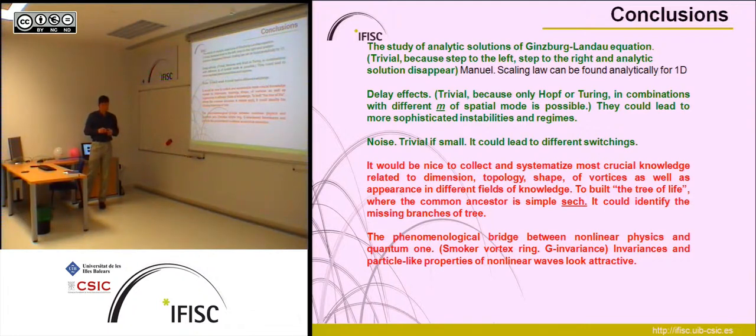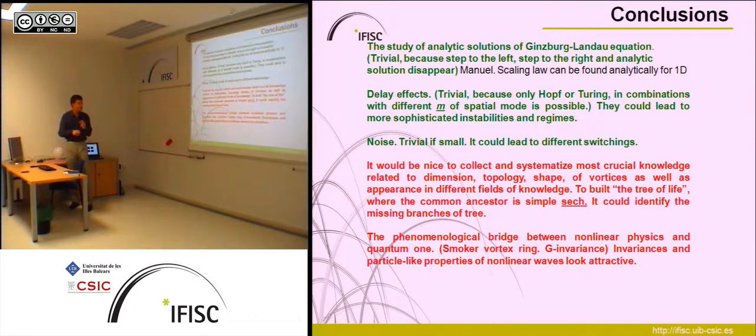Okay, delay effects could lead to interesting results, but to me it looks also trivial because what is possible? The only possibility is Turing, and only different M of spatial mode is possible. Okay, noise looks trivial because, for me, see above. If it's small, it should just decay for stable solutions, but still it can lead to different switchings. So more important things look to me.